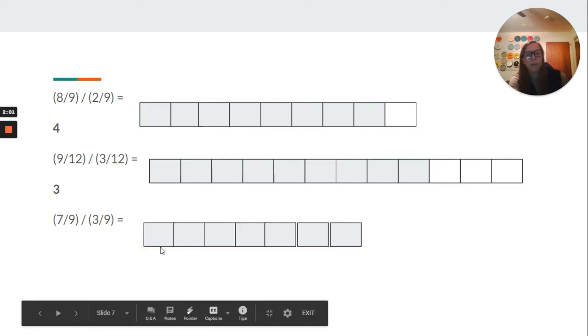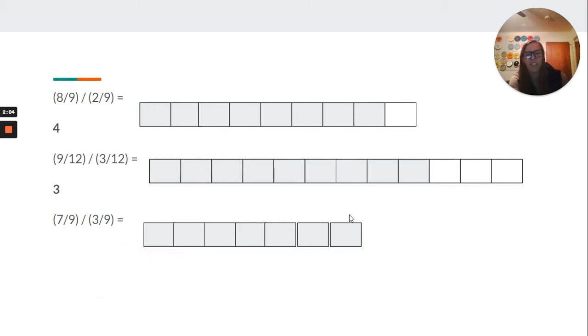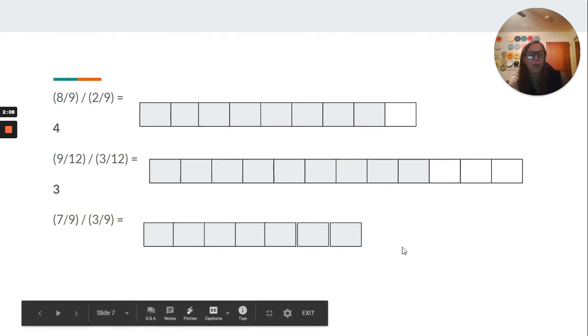And finally, this last one. Sorry, those aren't perfectly on top of each other. And I actually believe I forgot to add some. So imagine there are 2 empty ones here. So we have 7/9. How can we divide 7 by 3? We get 2 1/3.